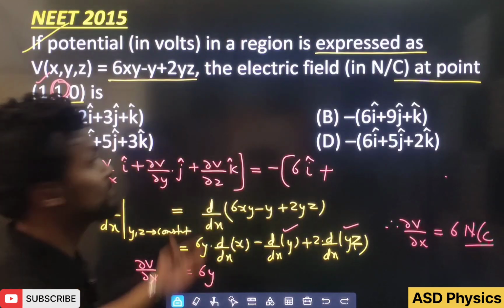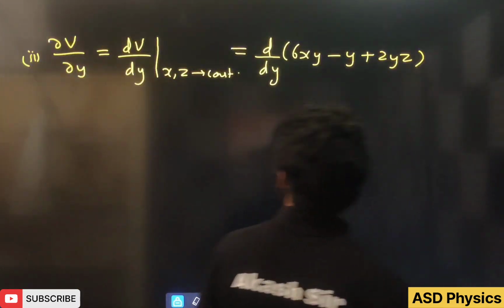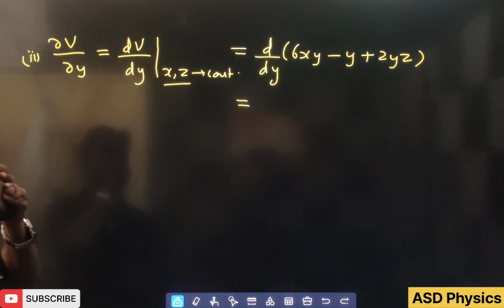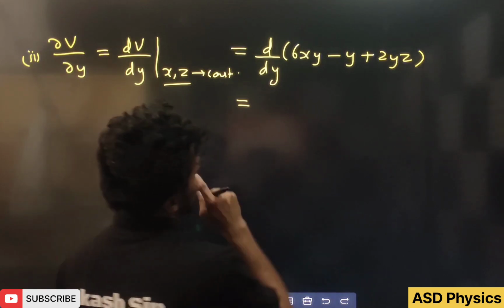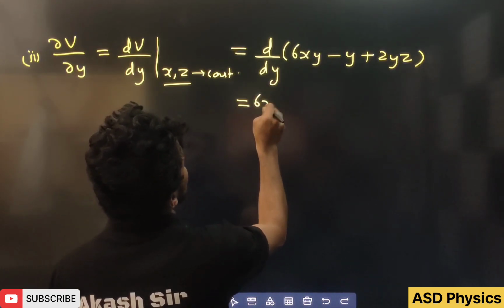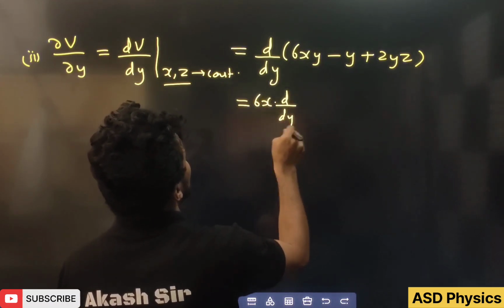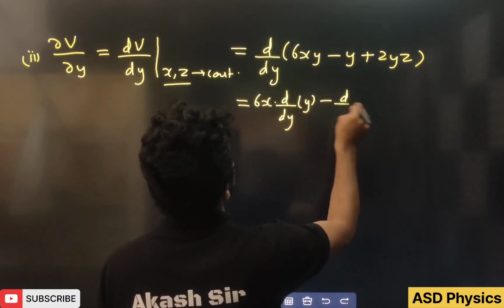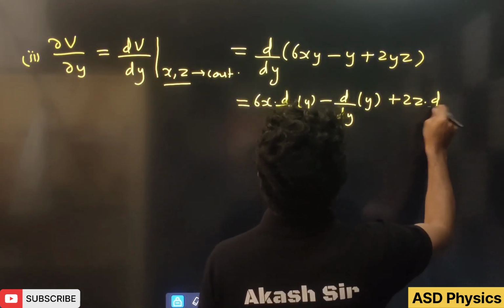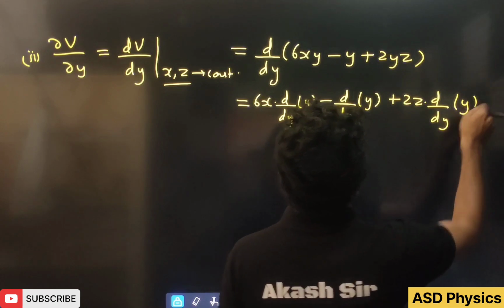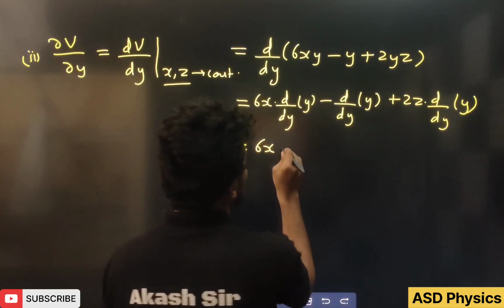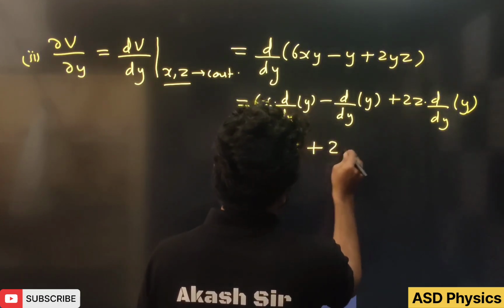Now let's see one more time. Yes, correct only. Now good. So now students, what things are constant? X and z are constant. So we can write here, students, let's see, x and z are constant now. So we can write here, see, this 6x into d by dy of y minus d by dy of y and plus 2z into d by dy of y. Okay, so what will come here? 6x, d by dy of y means 1, minus 1 plus 2z.